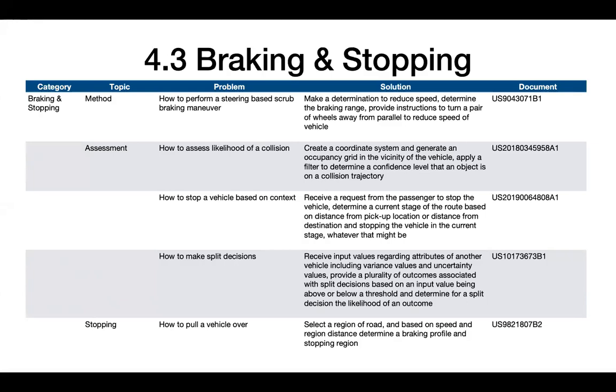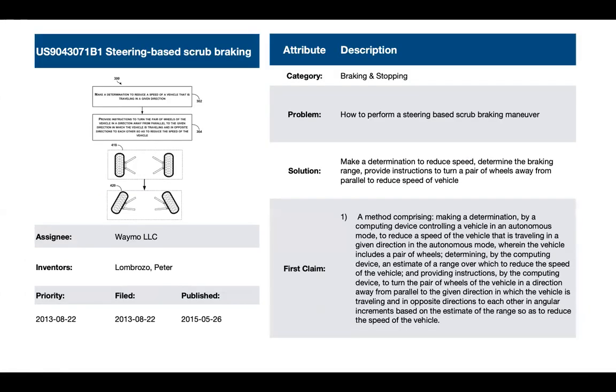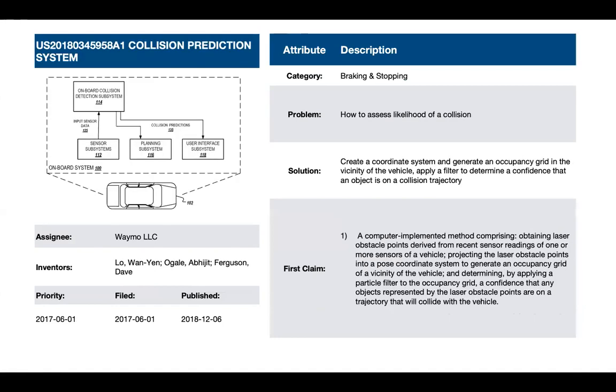The last one here, stopping, how to pull a vehicle over. Select a region of a road and based on speed and region distance, determine a braking profile and a stopping region. So depending how far or how close, I will have a different way of stopping. All right, there's your scrub braking drawing, collision prediction system.